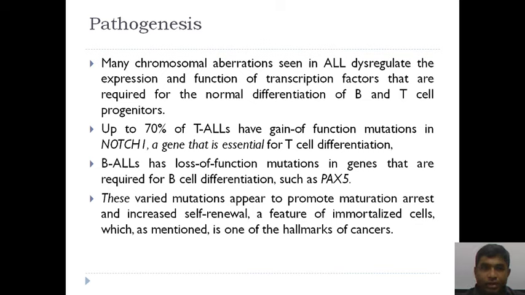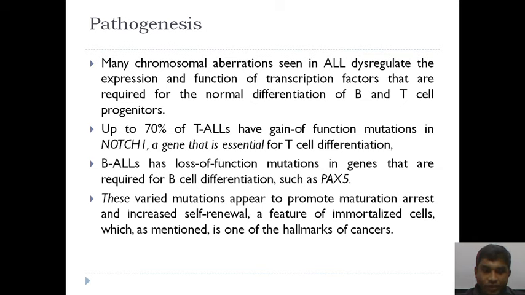For example, in T acute lymphoblastic leukemias, 70% of the cases have gain of function mutations in Notch1. So what is Notch1? Notch1 is a gene which is normally essential for T cell differentiation, meaning maturation of the T cells. So in T ALLs, there is an abnormality in this Notch1 gene, which is associated with development of T acute lymphoblastic leukemias.